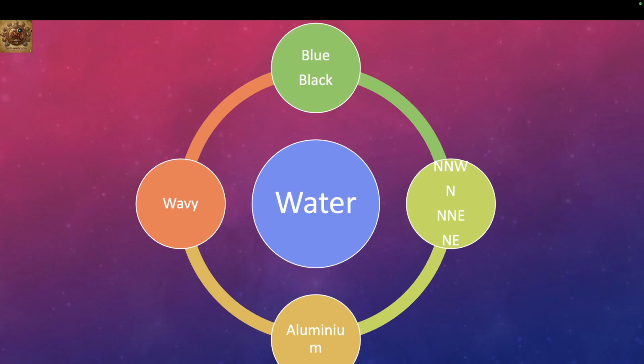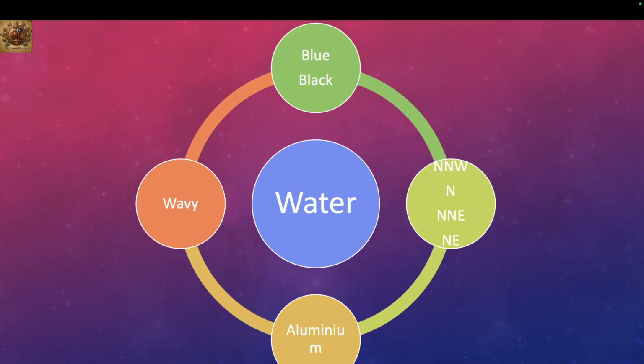We'll talk about the directions in the next video, but right now just understand it rules four directions: north of northwest, north of northeast, and northeast. These four directions are ruled by the water element. Just write it down. Aluminium is the metal ruled by the water element. Any kind of thing made up of aluminium is related to the water element. That's it. Just write it down.